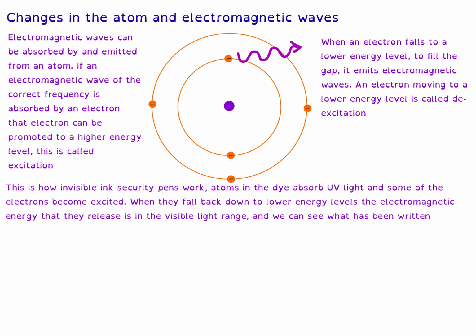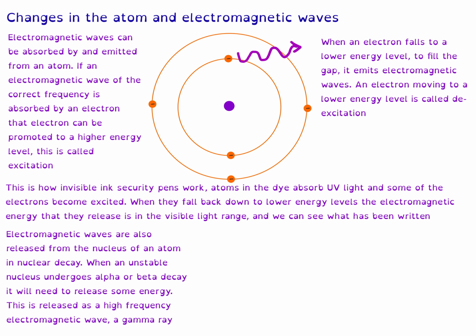This is how invisible ink security pens work. Atoms in the dye absorb ultraviolet light and some of the electrons become excited. When they fall back down to lower energy levels, the electromagnetic energy that is released is in the visible light range, and we can see what has been written.